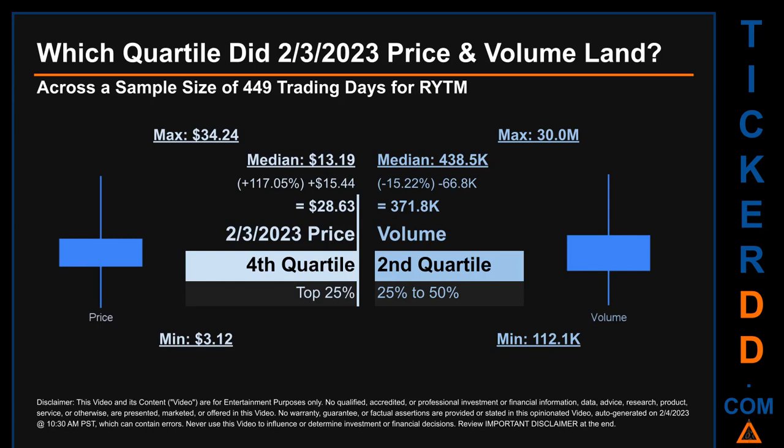The day's volume landed within the 2nd quartile, that is within the 25% to 50% range of all sampled daily volume, which saw a max daily volume of 30 million and a minimum of 112.1 thousand. Quartiles tell us about the spread of a data set by breaking that data set into quarters, just like how the median breaks the set into half.